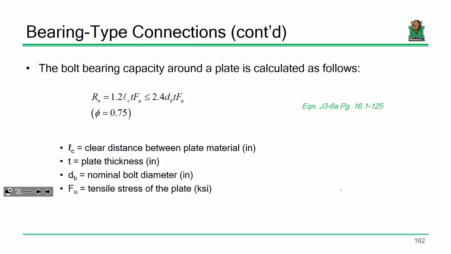Okay, so we've got Rn equals these two quantities. Some of these should be pretty familiar. Some of them are going to be new. So, for instance, t, that's the plate thickness. That's easy, just whatever the thickness is.